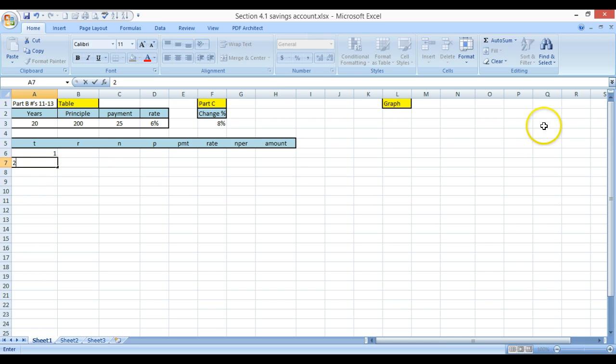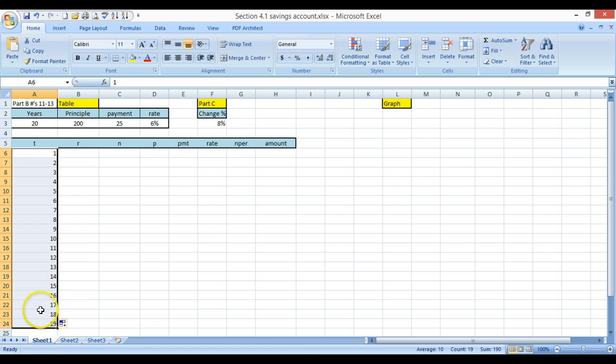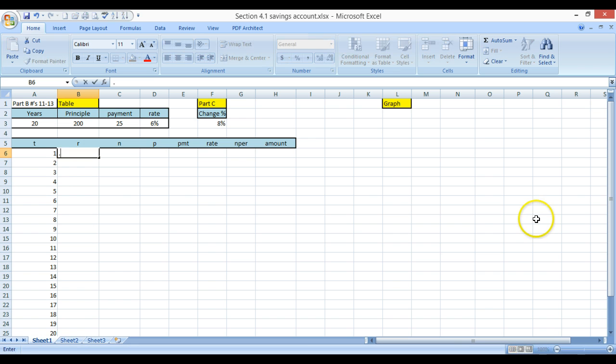The first thing I want to do is just fill in my years over here. I'm going to show Excel that I want to follow a pattern of just increasing by 1. So I'm going to type in a 1 and a 2, then left click and drag, and that way Excel can pick up the pattern, and I'm going to pull it down to 20. Oops, one more for 20 years. There we go. Okay, and the rate is 6%, so 0.06, and this is the rate for the entire problem.